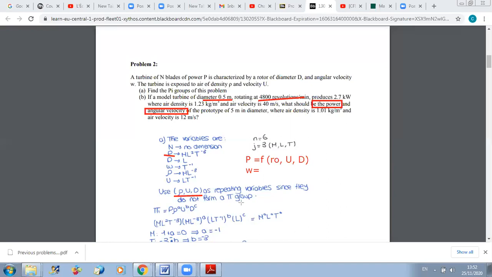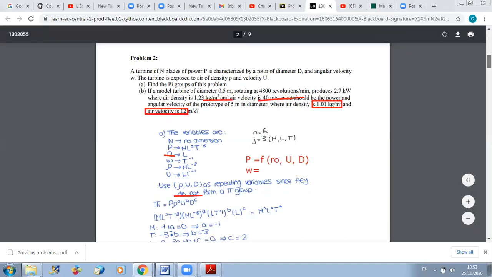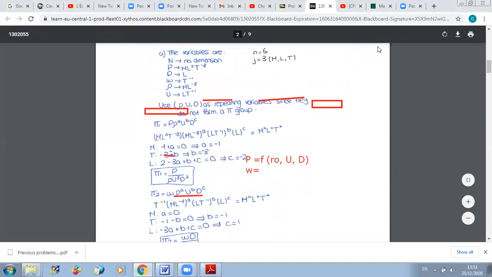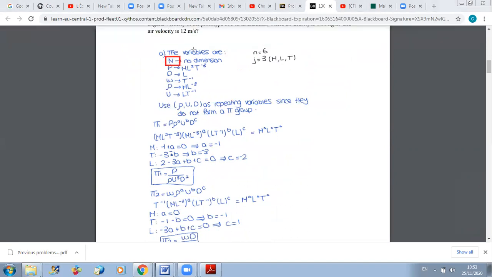Okay. So now, after we choose the independent variables, we determine the groups. To determine the groups, it's the classical method. What should I do? First, I take P. To form a first group, I will take P. Because look, N is already a group by itself, and we selected the independent variables as rho, D, and U. So we still have only two variables, P and W, the power and the angular velocity. So first we will form a first group with P, then we will form a second group with W.